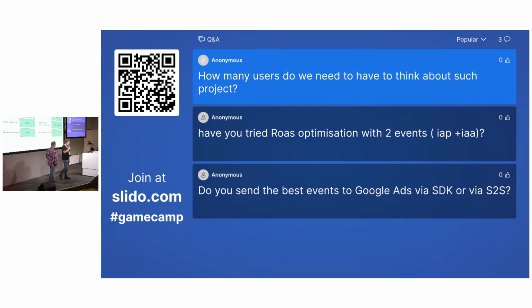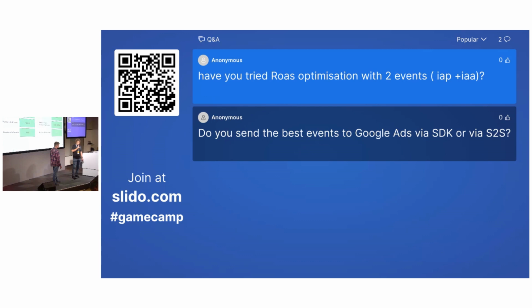Okay, so we have 3 questions. How many users do we need to think about such a project? That's a difficult question. We've done it with Łukasz. The final iteration was on 50,000 active users with a time frame of 100 days. So we were successful in this case. I believe that we should not go below 20,000 users.